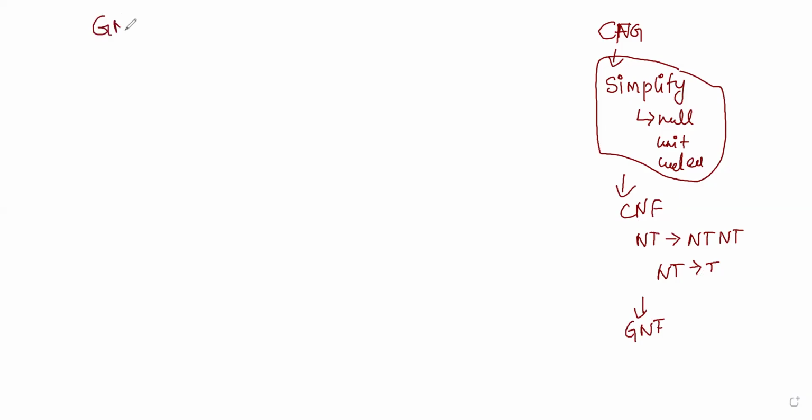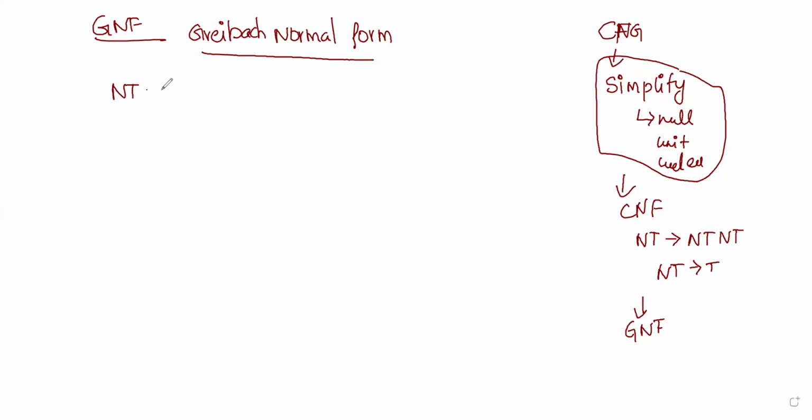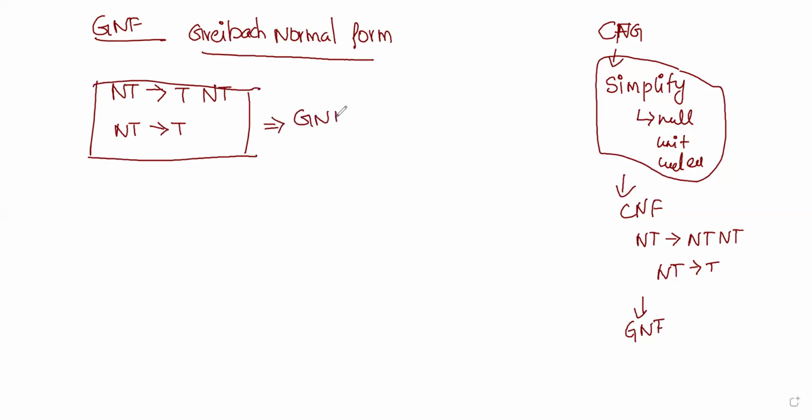So GNF is Greibach normal form, in short form it is called GNF. In Greibach normal form, a non-terminal should give you a terminal followed by non-terminals, or a non-terminal will give you only a terminal. If your grammar is in this format, then this grammar is called Greibach normal form. Similarly, if your grammar is in the other format, then that grammar is called Chomsky normal form.